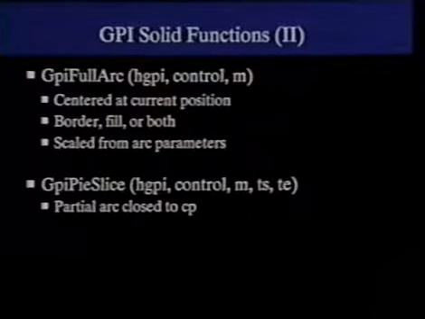The ability to define wedges and ellipses is captured in the full arc primitive and the pi slice primitive. The full arc is centered at the current position. The border may be controlled as on or off, as well as the interior being on or off. And the M allows a scaling from the current arc parameters as the arc is created. Pi slice is just the same, but is closed to the current position and takes the TS and TE parameters, which are in radians again and not in degrees as they were in the previous partial arc primitive.